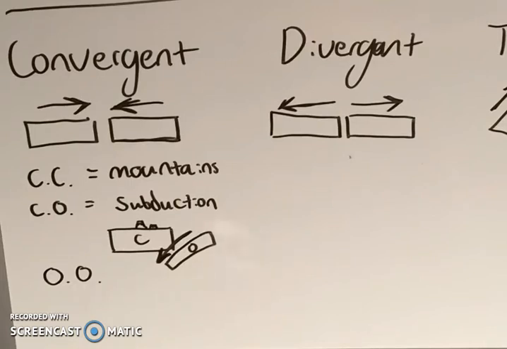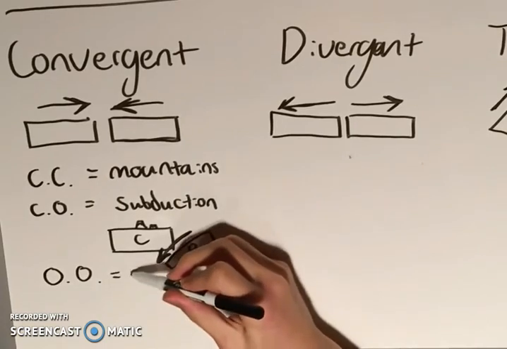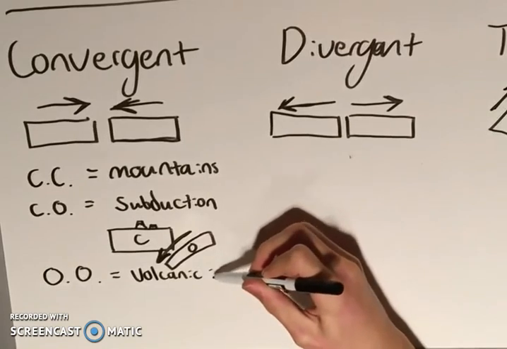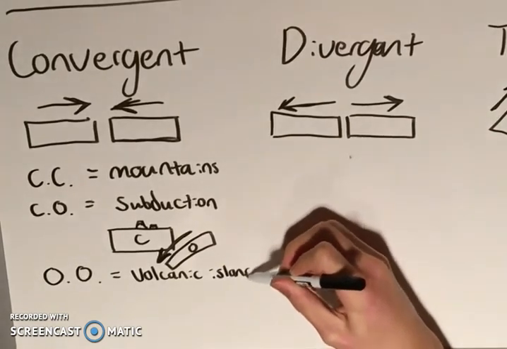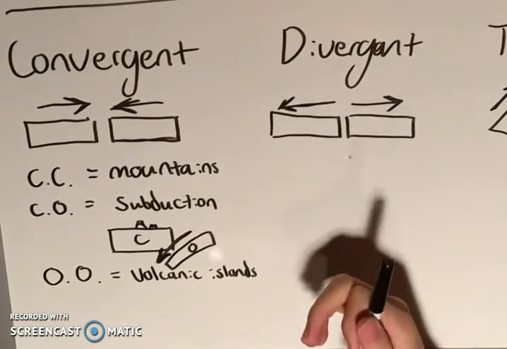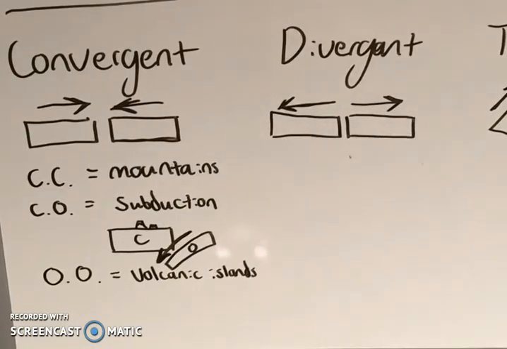instead of volcanoes on continents, you'll actually get little volcanic island arcs. Right, because you're going to have the formation of volcanoes just in the middle of the ocean. So if they do rise up above the surface, these will appear to be volcanic islands. So that's convergent plate boundaries.